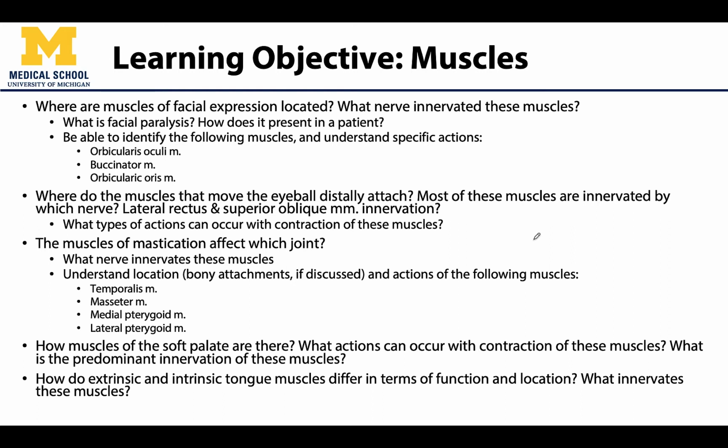So we'll start with muscles of facial expression. Then we'll talk about the extraocular eye muscles, the ones that are going to move the eyeball. We will talk about the muscles of chewing, or muscles of mastication. Muscles of the soft palate. We talked a little bit about the hard palate already, so let's talk about those muscles that are going to be attached and create the soft palate. And then last but not least, we will finish our discussion with the muscles that make up the tongue.